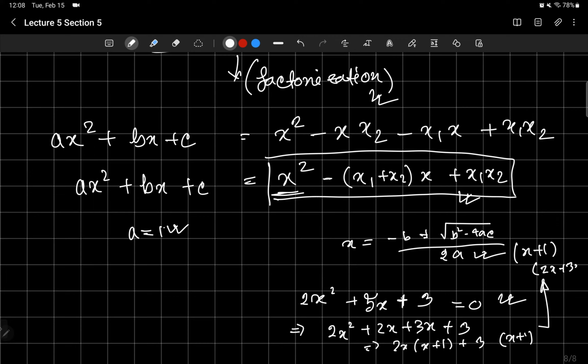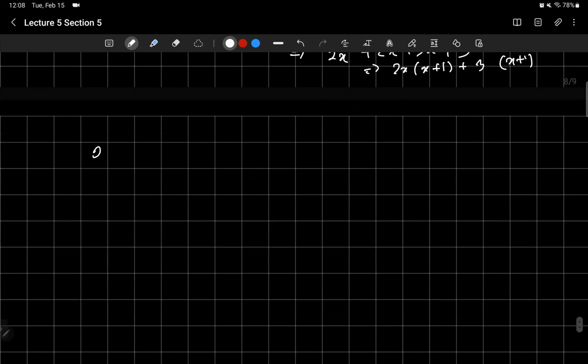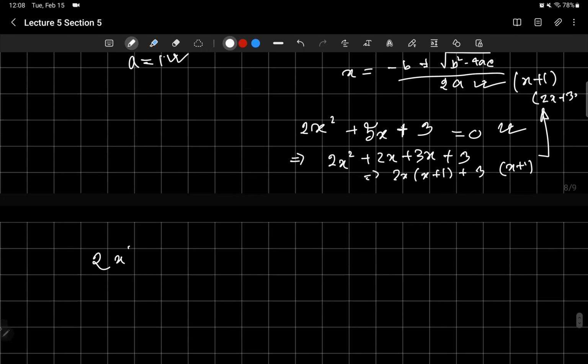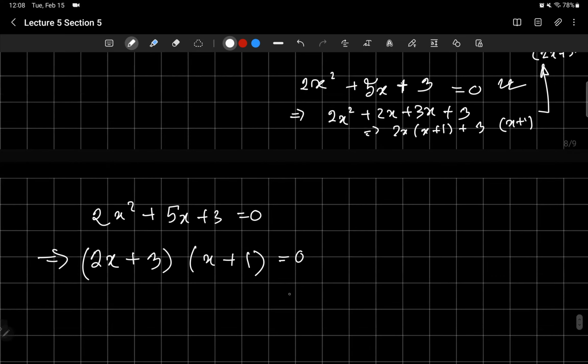Sorry, it should be 3 only. So the solution of this equation is what? 2x squared plus 5x plus 3 equals 0. That really means that your 2x plus 3 times what? x plus 1 equals to 0, right? Yeah, 2x squared, 2x, 3x, yeah, that's fine.